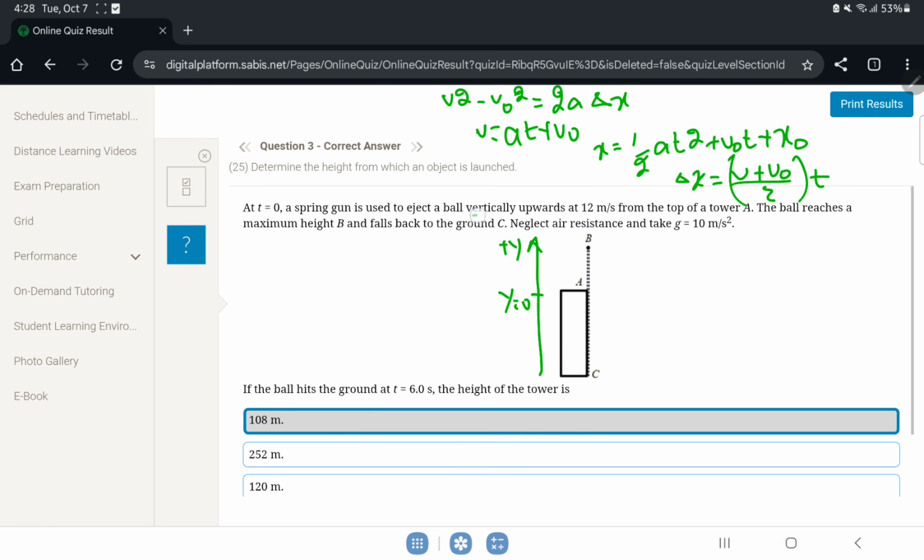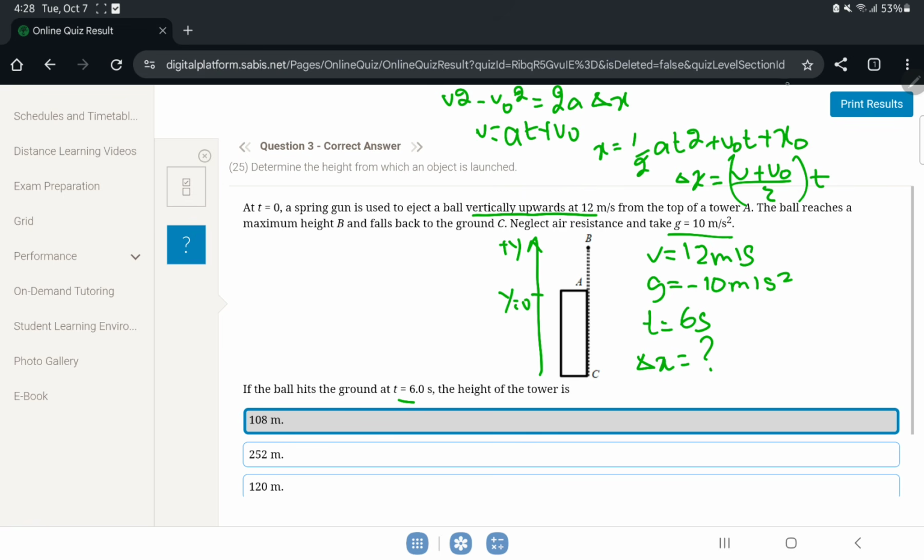Now, let's state all the givens. They said that the velocity vertically upwards is 12, so velocity will be positive. Then they give us a g, which is 10 meters per second squared, but we take it as negative 10 meters per second squared because it's going downward and the direction of motion is upwards, so it's opposing, so it's negative. The time is 6, and we need to find out the height, delta x.